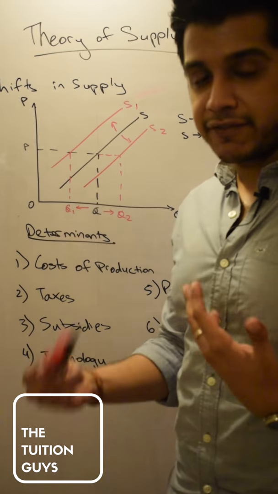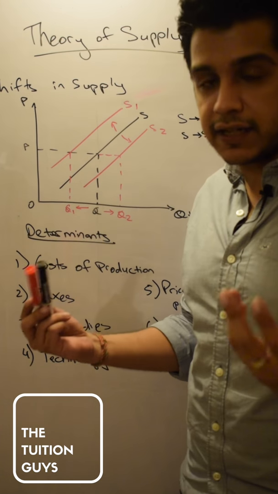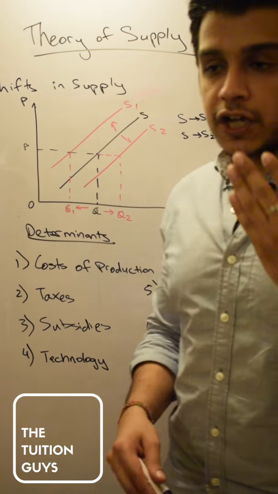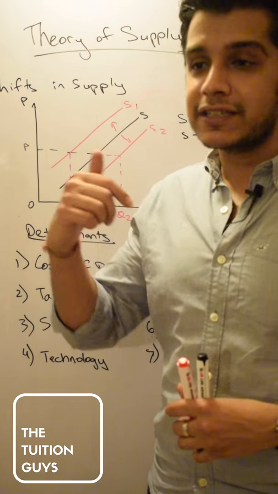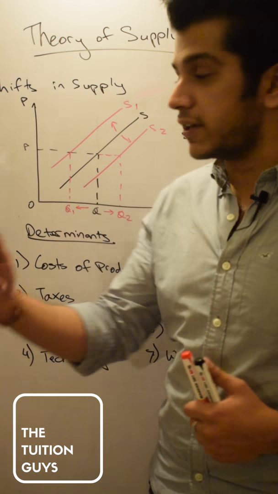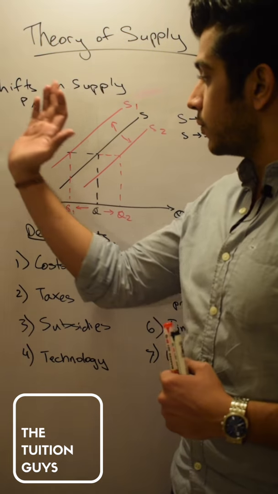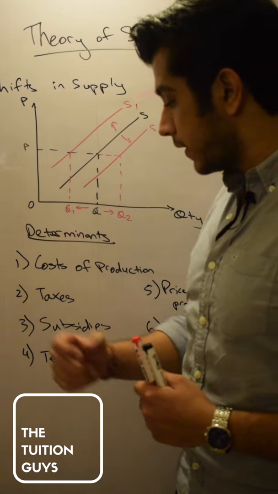Now, because of taxes. Taxes are going to be levied by the government. Let's say that I'm making cigarettes and automatically the government is going to charge me a sales tax. So that means that my supply is going to go down because it's more expensive for me to make cigarettes in the first place. So my supply is going to shift inwards in that case from S to S1.